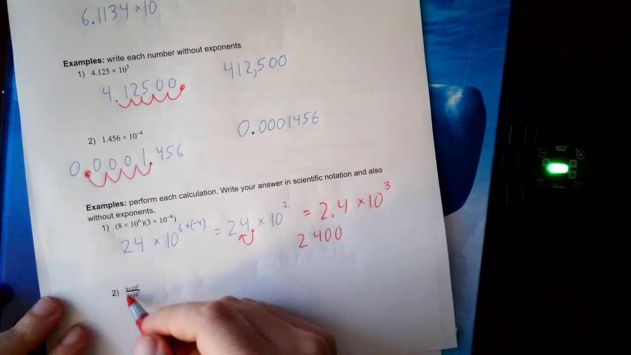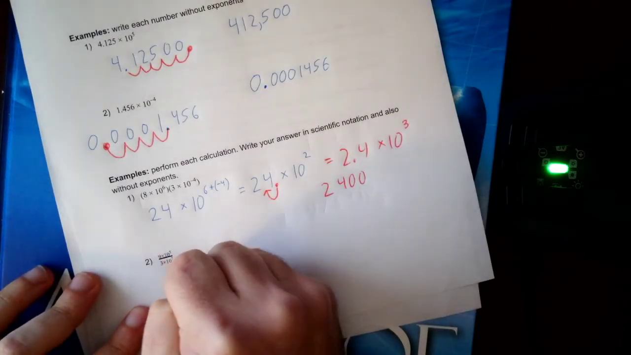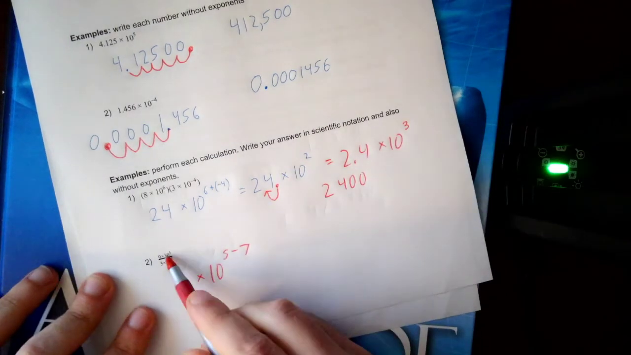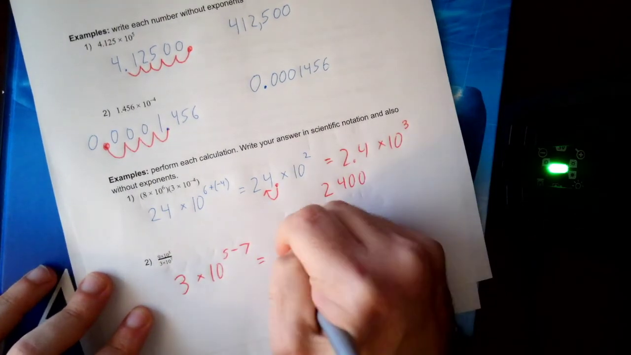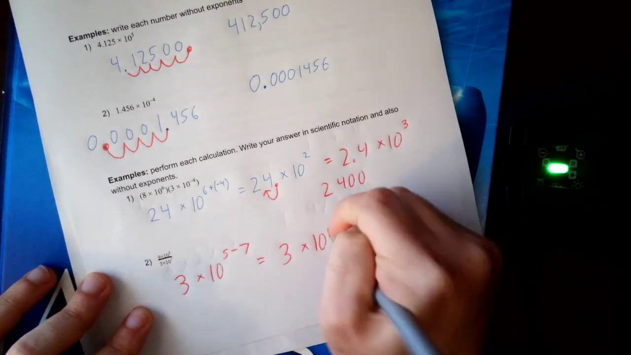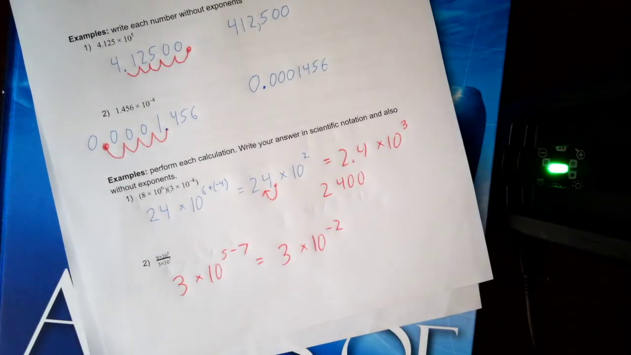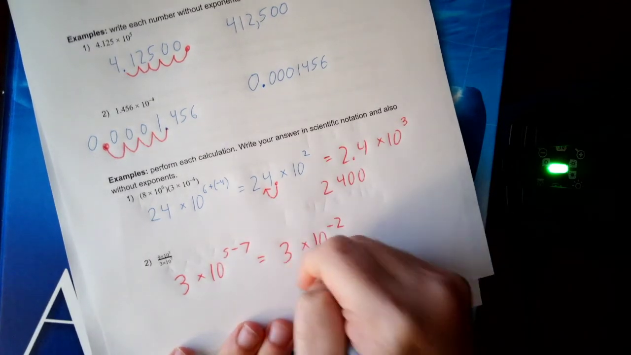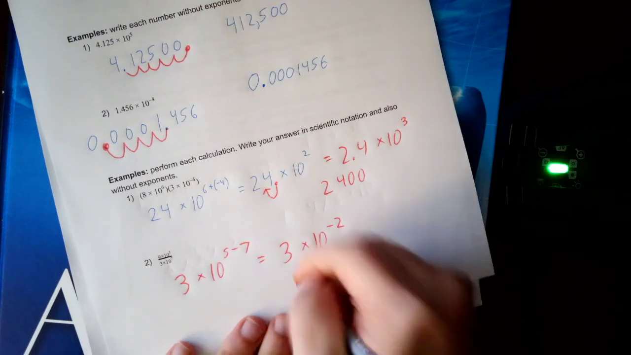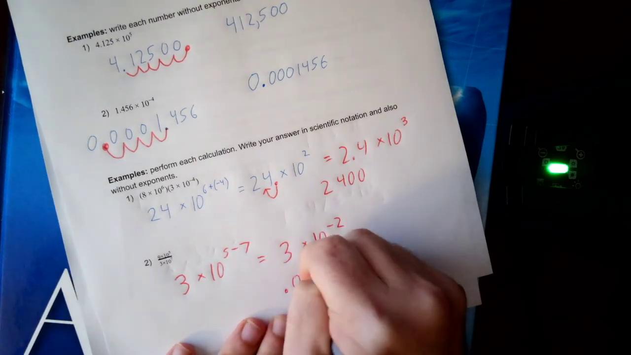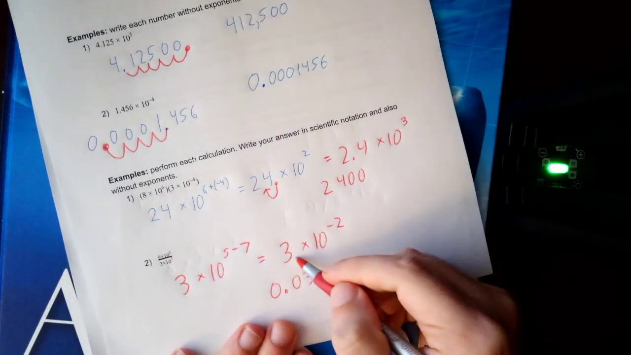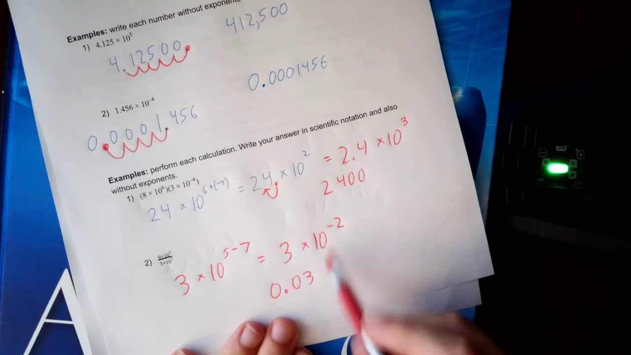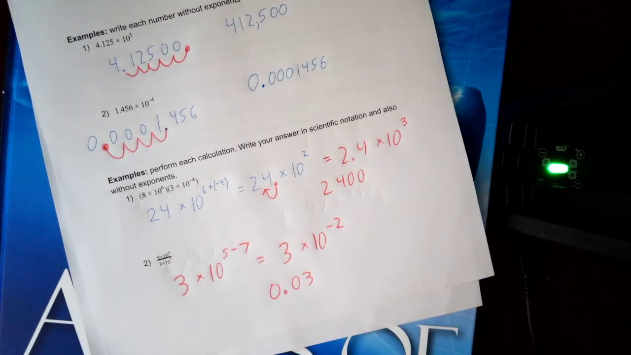Now, same thing here. 9 divided by 3 is 3 times 10 to the 5 minus 7. The quotient rule, you subtract exponents. This would become 3 times 10 to the minus 2. Right? 5 minus 7 is minus 2. So to remove it from scientific notation to put it in standard notation, it would be 0.03, right? I would take the decimal place that's right here and hop 2 spaces left. Negative 2 tells you to hop to the left to make the number smaller.